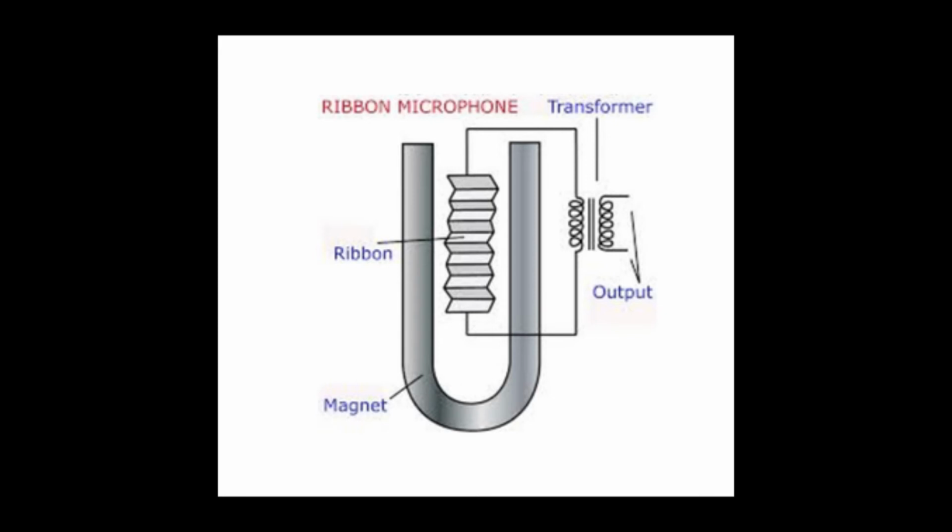One disadvantage of using a ribbon microphone is that they have to be handled with extreme care, as a thin piece of metal in the microphone could break. Ribbon microphones are usually used in the broadcast business because of the way they produce vocals.